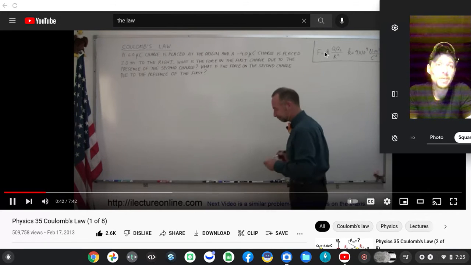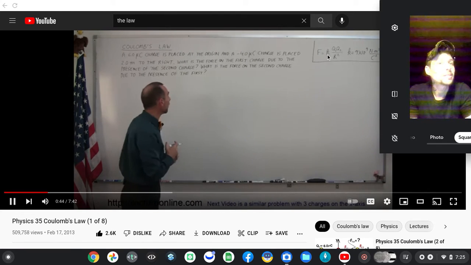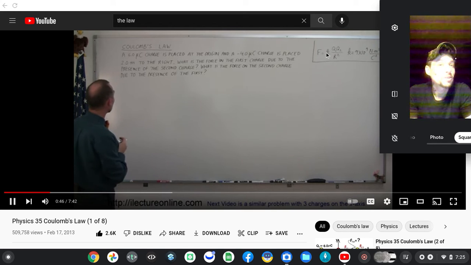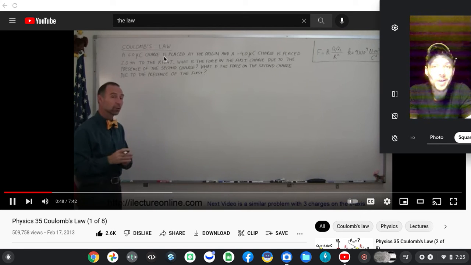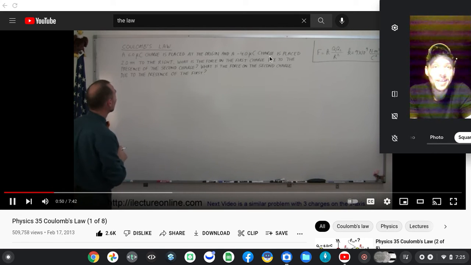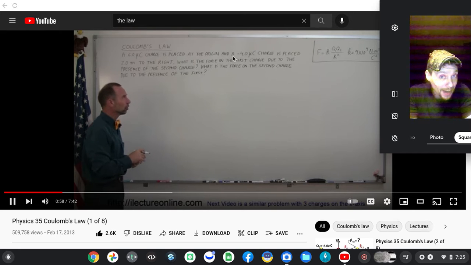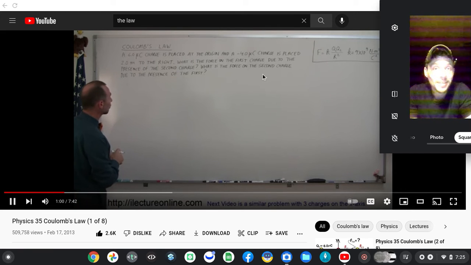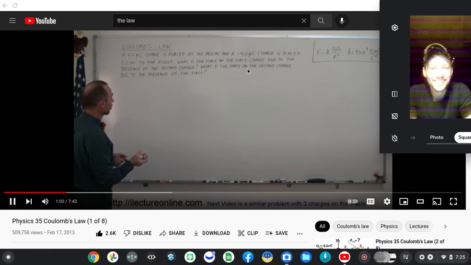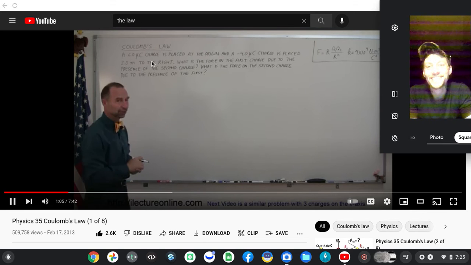So here is our problem. It says a 6 microcoulomb charge is placed at the origin, and a minus 4 microcoulomb charge is placed 2 meters to the right. What is the force on the first charge due to the presence of the second charge, and what is the force on the second charge due to the presence of the first charge? Microcoulomb is 10 to the minus 6 coulombs.